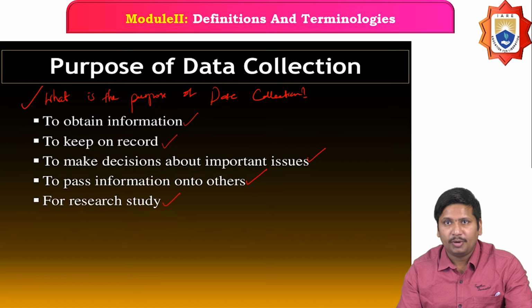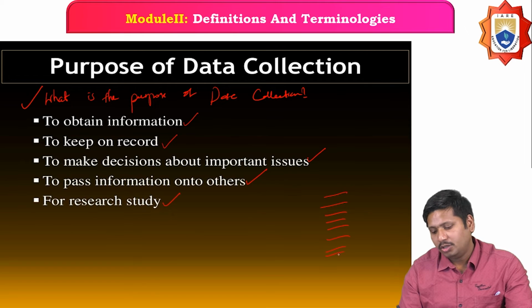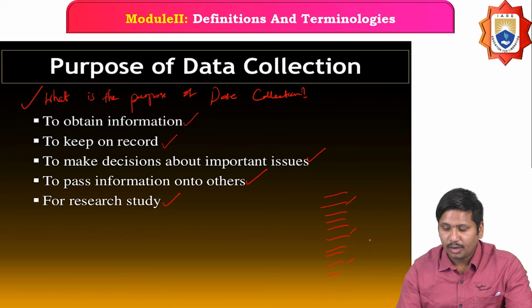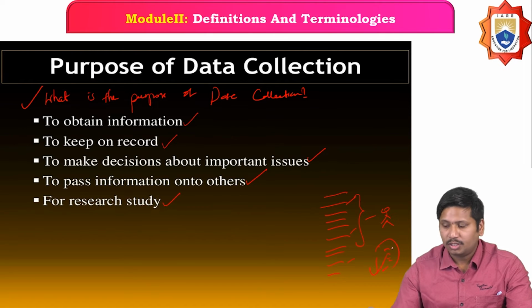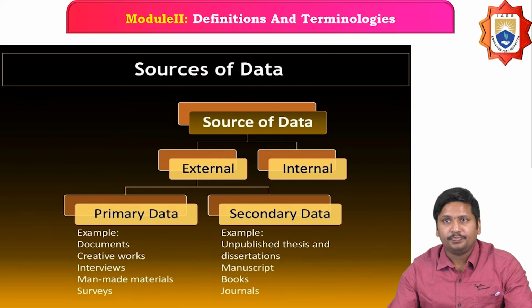So the first purpose is to obtain information. Through the data collection, we can obtain the data and keep it on record. What data we collected, we can make it a record and make decisions about important issues. Suppose we have some 1,000 lines of data, or we have it in the form of a soft copy. Among this, which are important issues according to the application or designing, that thing we have to make, and then we have to pass this information to other individuals. And for the research study also it should be useful. Okay, so these are the various purposes of the data collection.